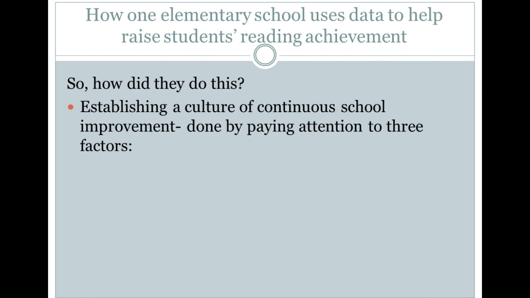So, how did they do this? Well, they established a culture of continuous school improvement done by paying attention to three factors. So, before I give you those factors, we've been talking a lot about shifting our mindset from my students to our students and thinking about the collective impact of all the teachers at the school and really establishing that culture. So, first, they employed specialized reading professionals, which is key. We want our most qualified people working with the highest needs students.